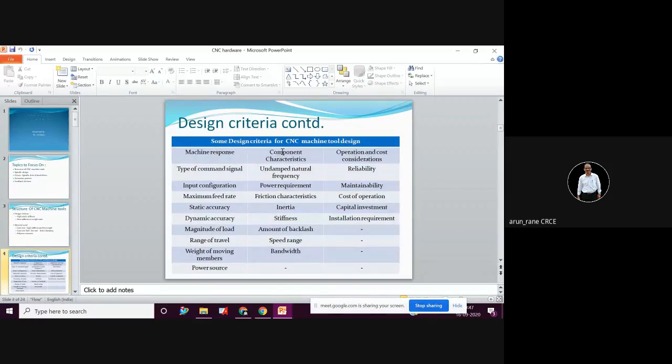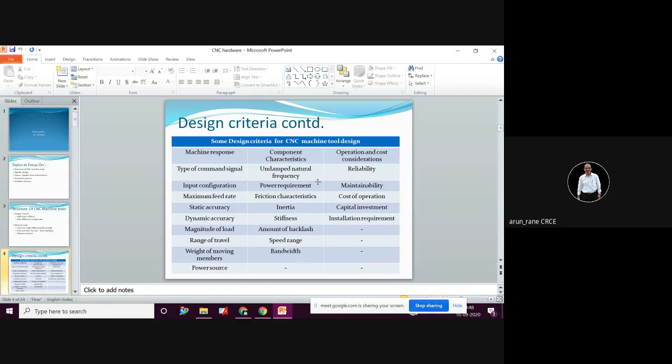Yeah, this is again very important. As production engineers, you may go to the design side in the industry. At that time you must remember this. What are the criteria for CNC machine tool design? It is classified under three categories: machine response, then component characteristics, and operation and cost considerations.